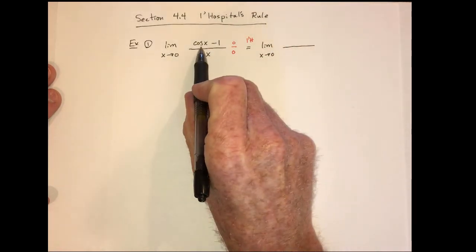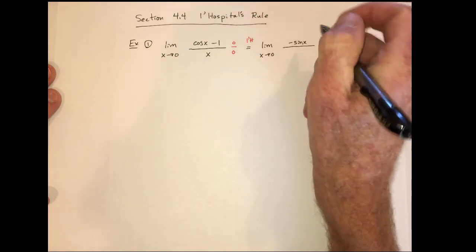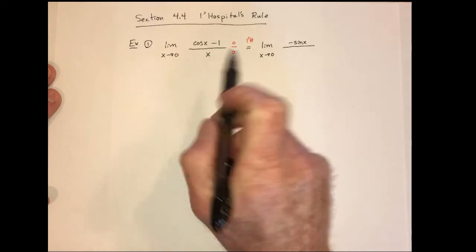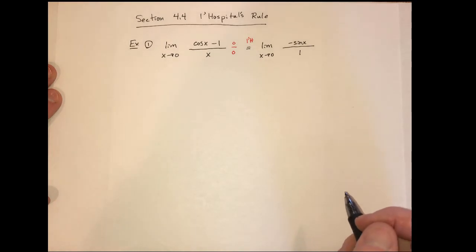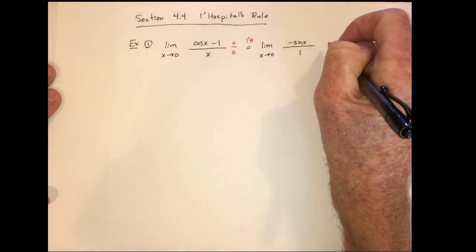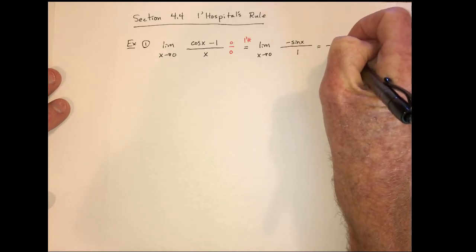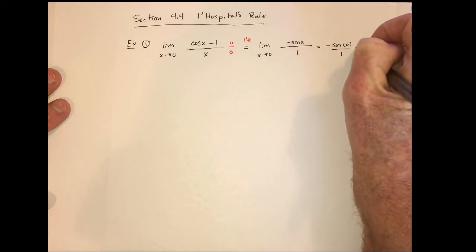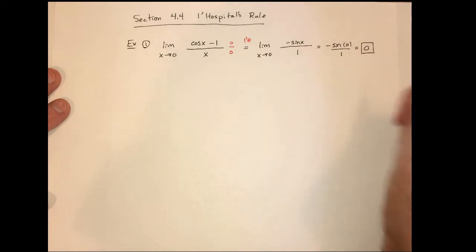So on the top you take the derivative of cosine, that's going to be negative sine of x. And of course the derivative of that will be 0. On the bottom, take the derivative of x, which is just a 1. Now we can plug in 0, and there is no more division by 0. So this is just going to be negative, what's sine of 0 divided by 1? And sine of 0 is 0, so the answer is 0.